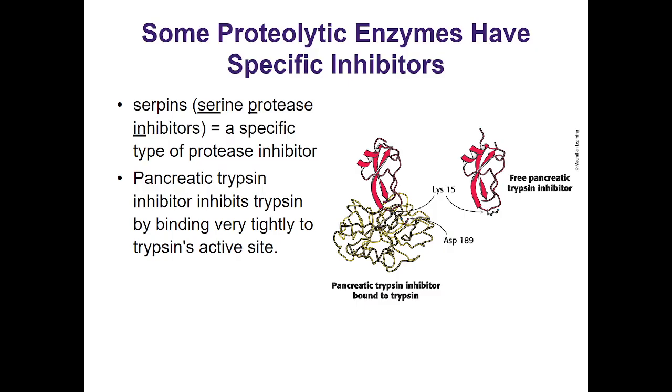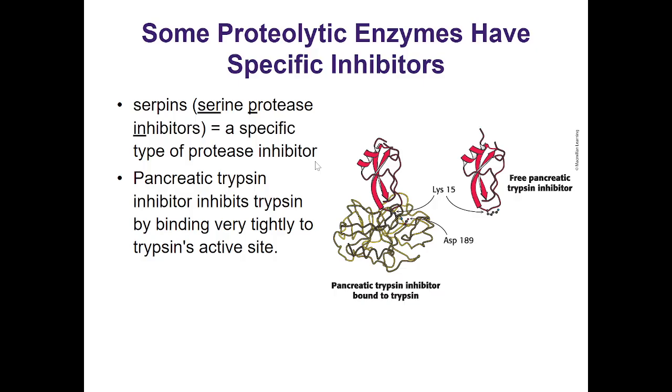Okay, so some proteolytic enzymes have specific inhibitors. So the serpins, what a great abbreviation, right? The serpins. Anyways, serine protease inhibitors, that's what the abbreviation stands for, in case you get confused. SER, that's the serine, P is protease, inhibitor, okay? And that's going to be a specific type of protease inhibitor.